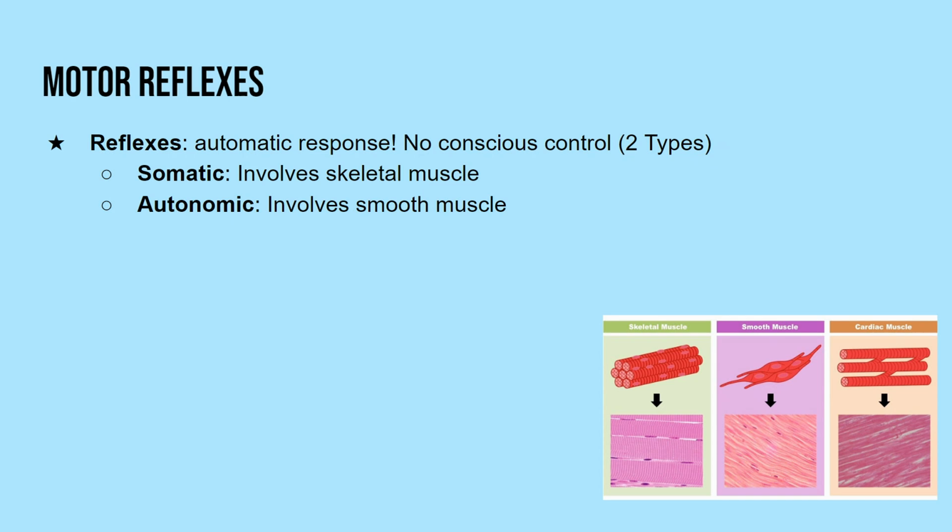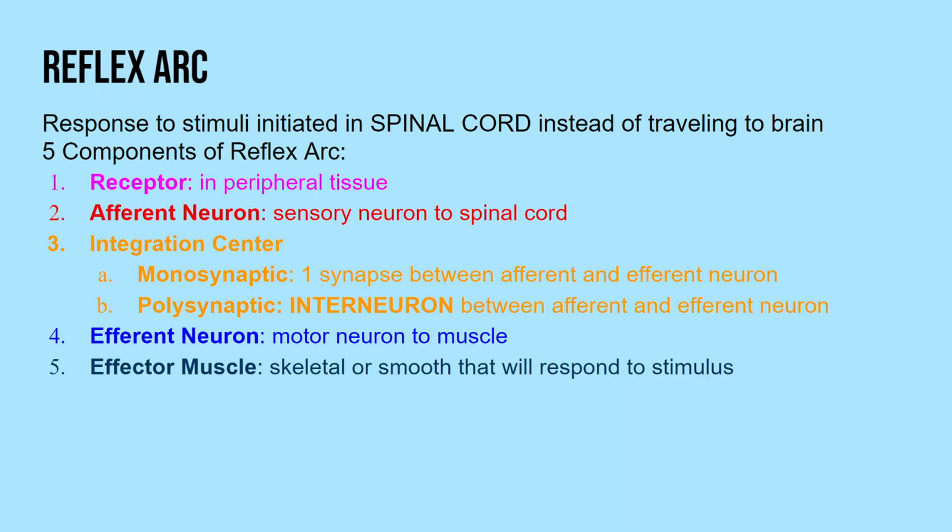So skeletal muscle, just to review, would be like your arm or anything, and then autonomic smooth muscle is like your GI tract, for example. So the reflex arc, again, is responding to stimuli in the spinal cord instead of traveling to the brain, and there are 5 components. So there's first the receptor in the peripheral tissue that registers the stimuli. Then there's the afferent neuron that brings that stimulus to the spinal cord.